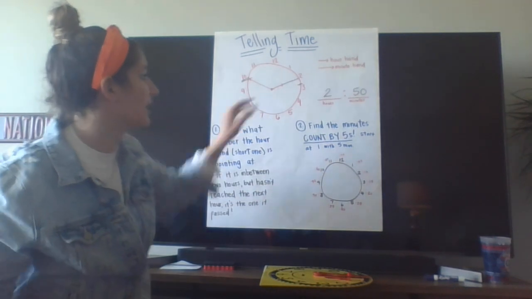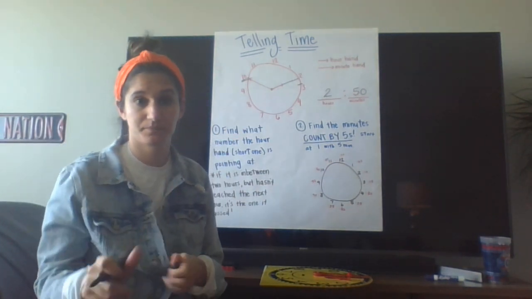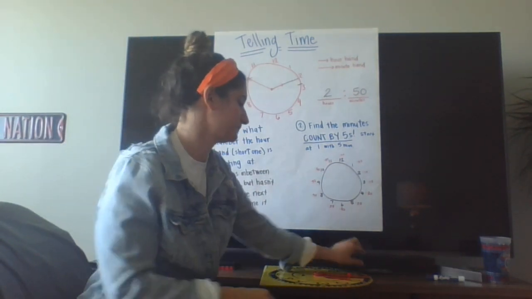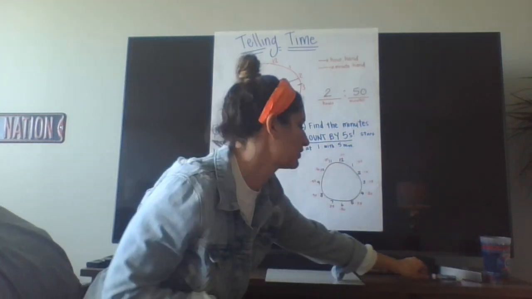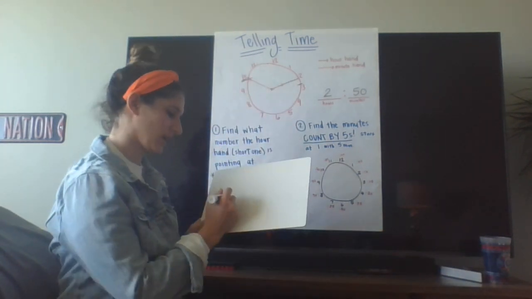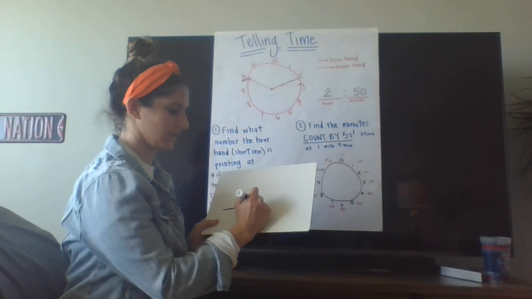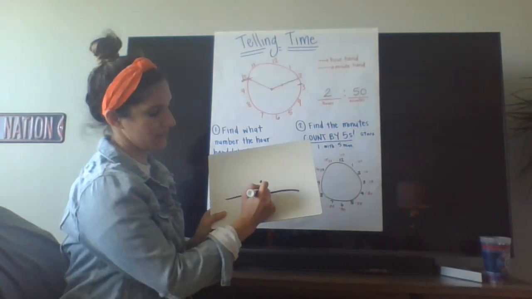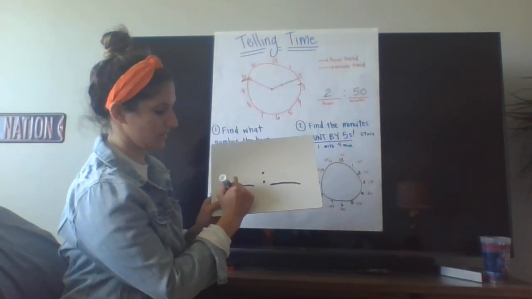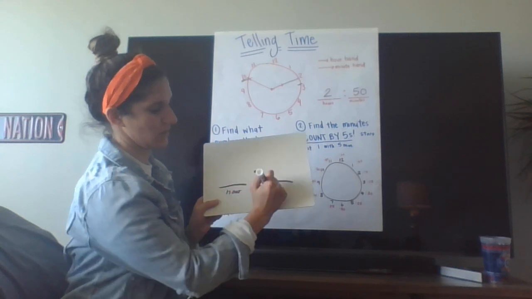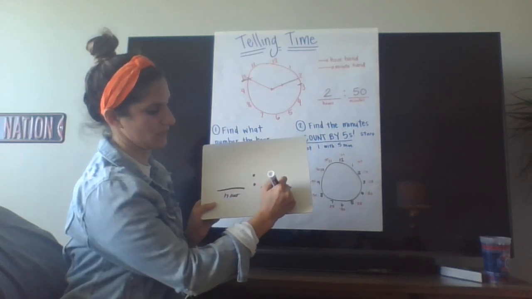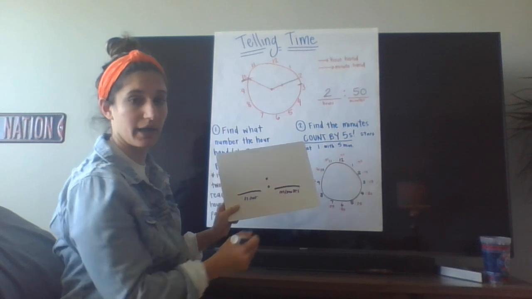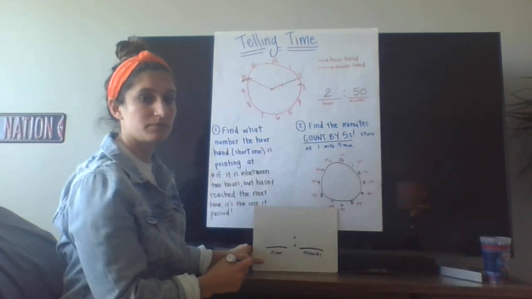The time on this clock is 2:50. All right. I'm going to do 2 things. I'm going to set up my dry erase board, just like you can set up your paper. And we're going to write this, because this is how we write the time. Here we put the hour. Here we put the minutes. Okay, hour and minutes.